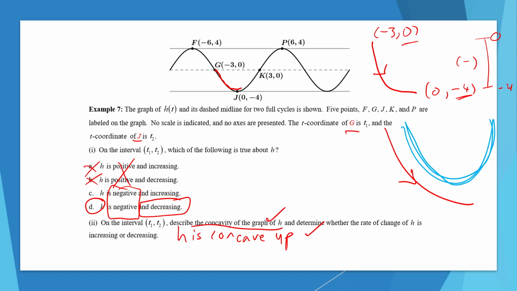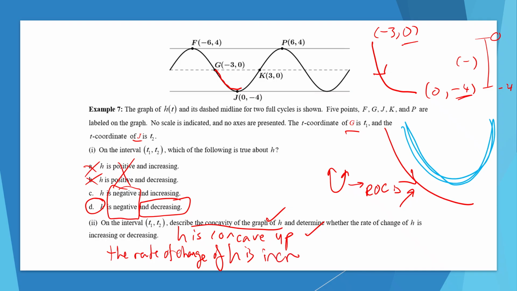Now determine whether the rate of change of h is increasing or decreasing. I'm going to say the rate of change of h is, and is it increasing or decreasing? Well, we know any concave up graph, no matter what, means the rate of change is always going to be increasing. So I'm going to write increasing here, and that should cover the second part.